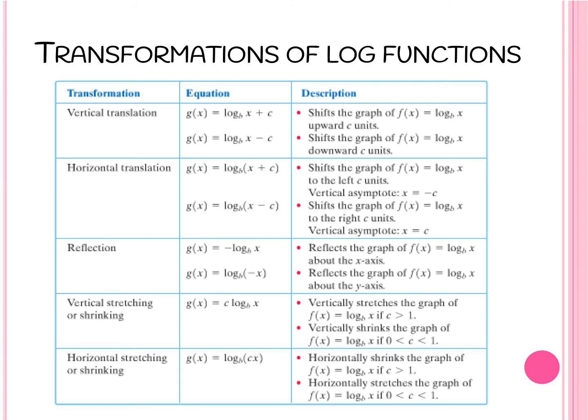If you notice, the transformations here are the same as the transformations for our exponential functions. If you add on the outside, you're moving up. If you subtract on the outside, you're going down. If you add on the inside, you're going left. If you subtract on the inside, you're going right. If you multiply by a negative, you have a reflection on the x-axis. So that's when the negative's on the outside, it's the x-axis. If the negative's on the inside, it's the y-axis.